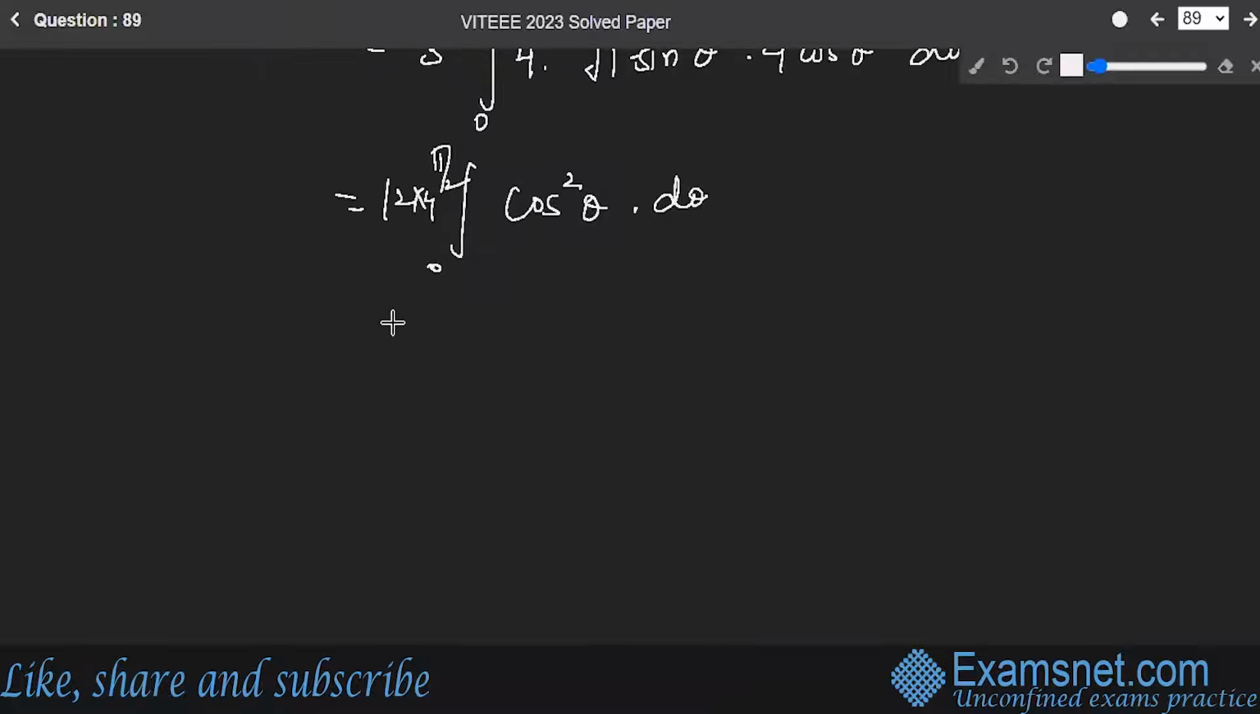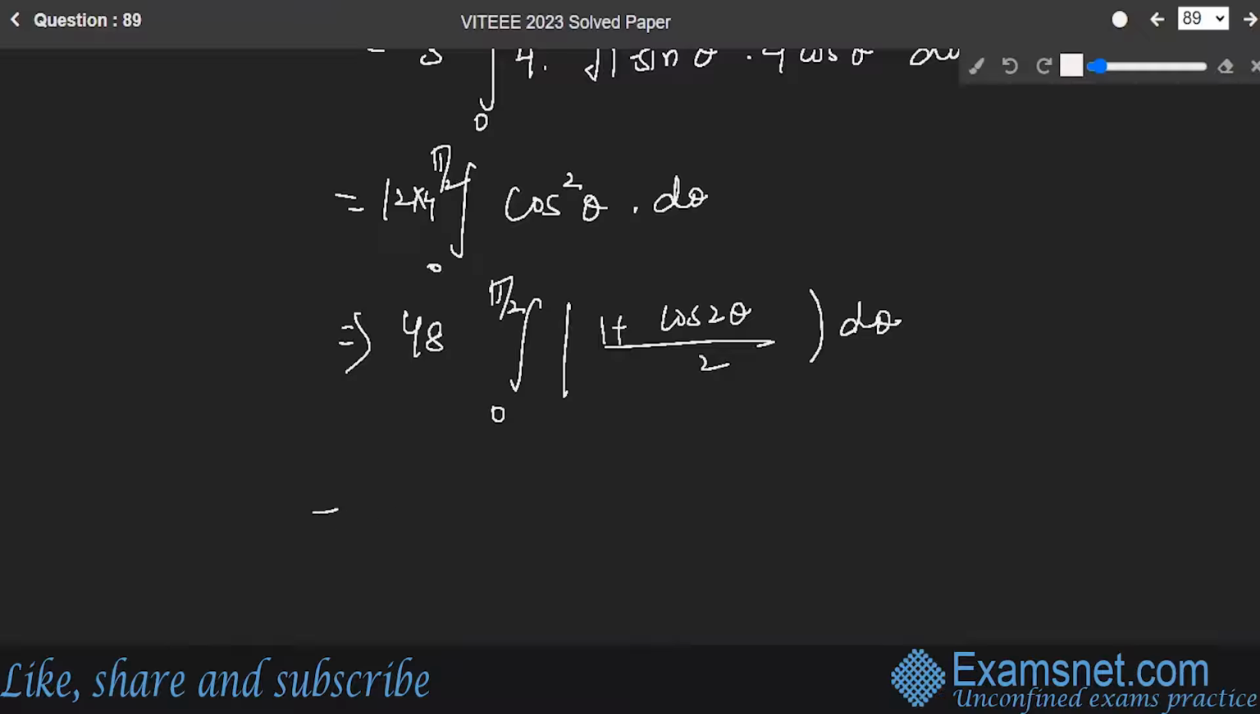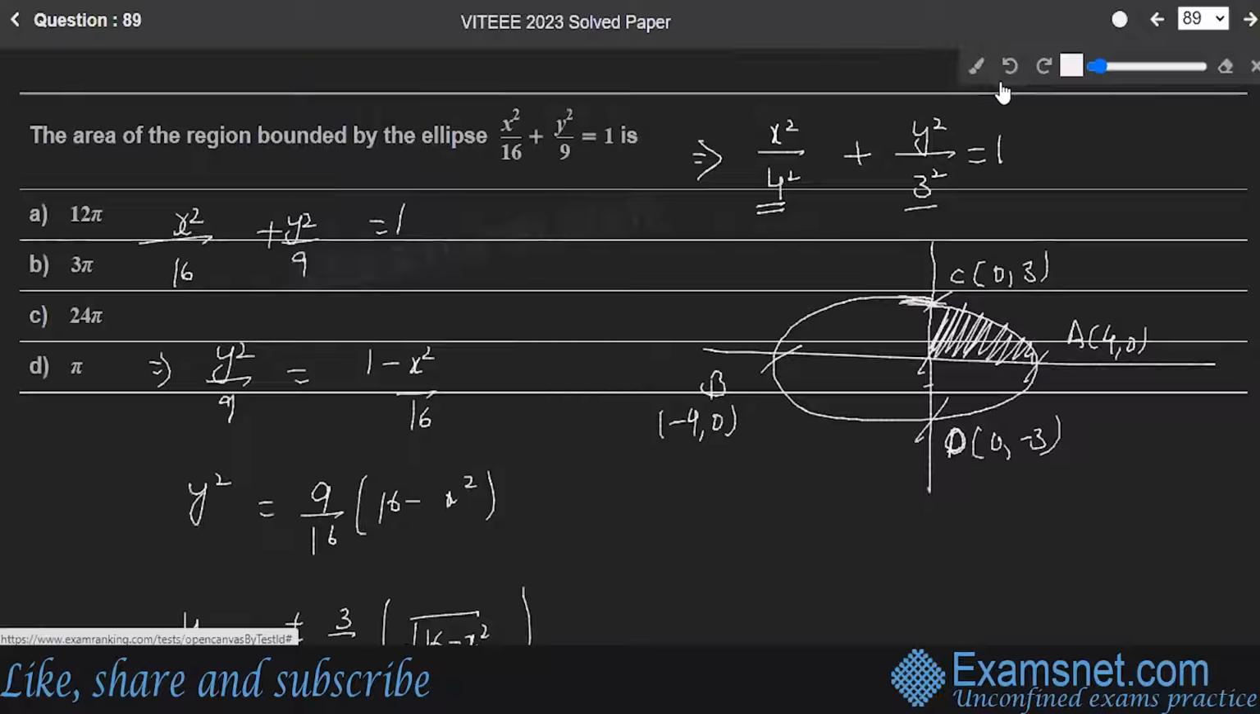I hope you got this. So this is equal to 48 integral 0 to pi by 2. So cos square theta will be written as 1 plus cos 2 theta upon 2 d theta. So 2 will cancel from the denominator. You will have 24 from here, 0 to pi by 2. This, let's write them separately.